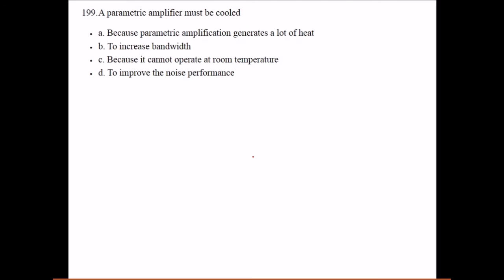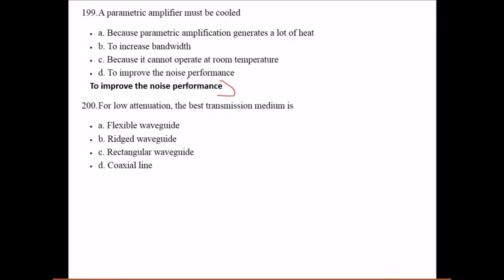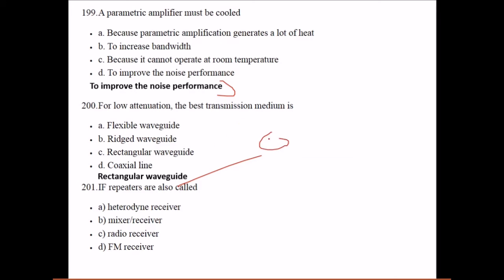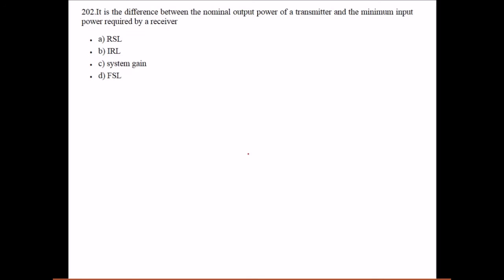A parametric amplifier must be cooled to improve the noise performance. For lower attenuation, the best transmission medium is rectangular waveguide. Otherwise, we'll use circular. IF repeaters are also called heterodyne repeaters. And it is the difference between the nominal output power of a transmitter and the minimum input power required by the receiver. What is this? System gain.